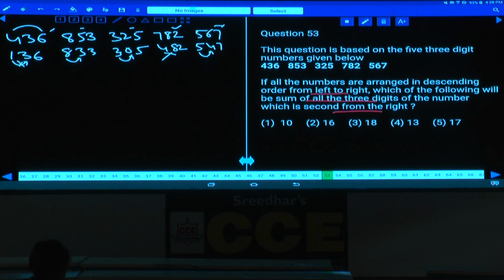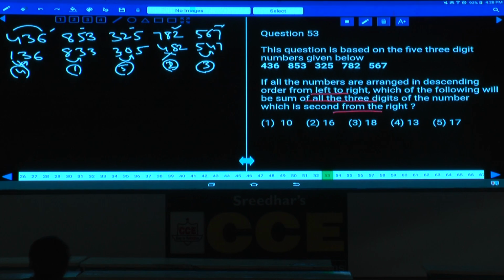Descending order means highest to lowest. That means the second lowest number. Tell me, what is the highest number here? The highest number is 853, this will be the first, then 782, then the third one, then 436 is 4, and this is 5.